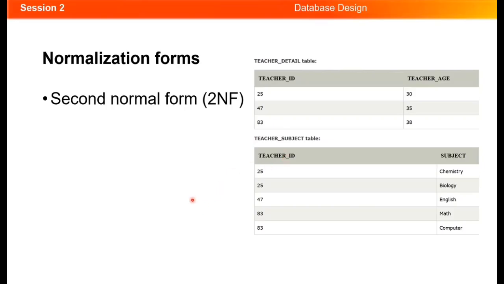So again, second normal form, it has to be in first normal form, and then we need a single column primary key, and that's what we see here. We don't have a primary key in this table.